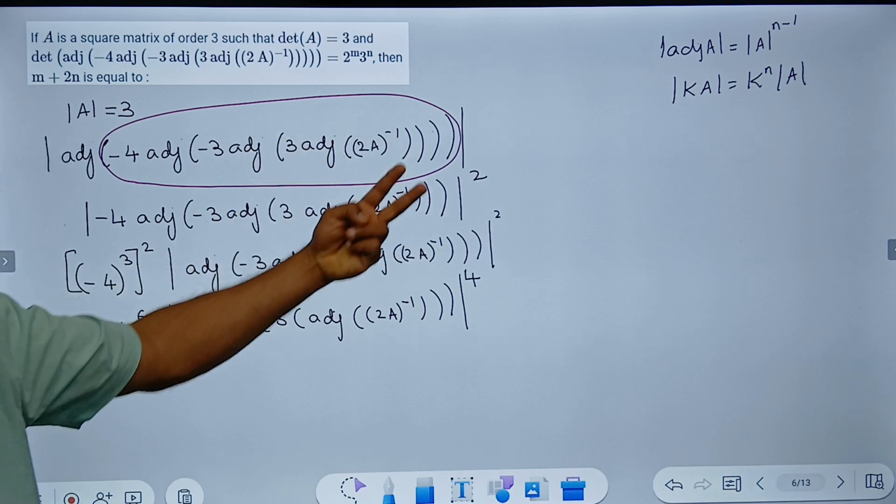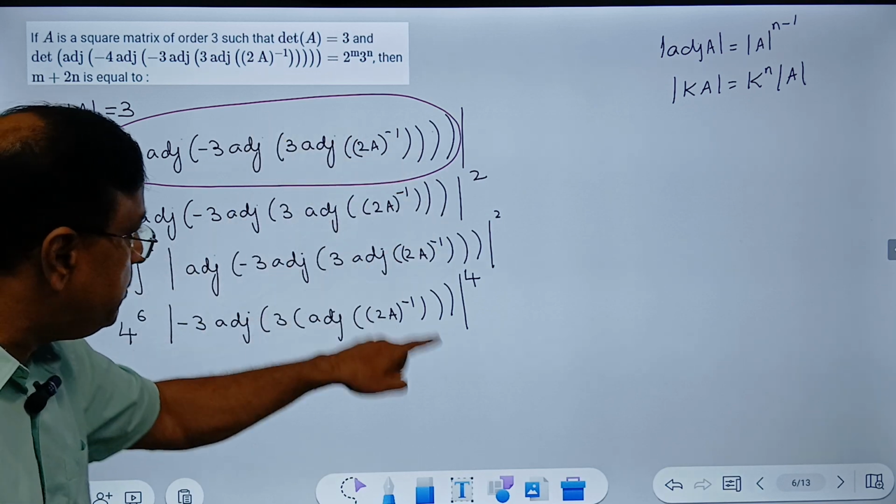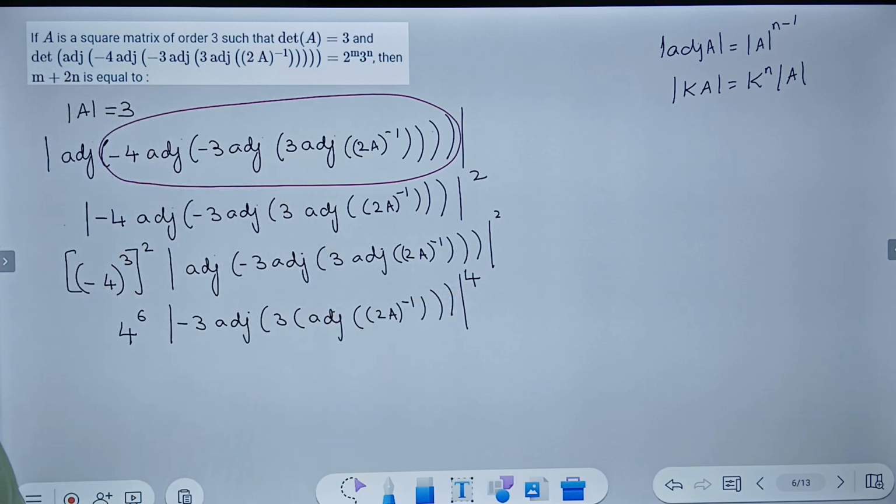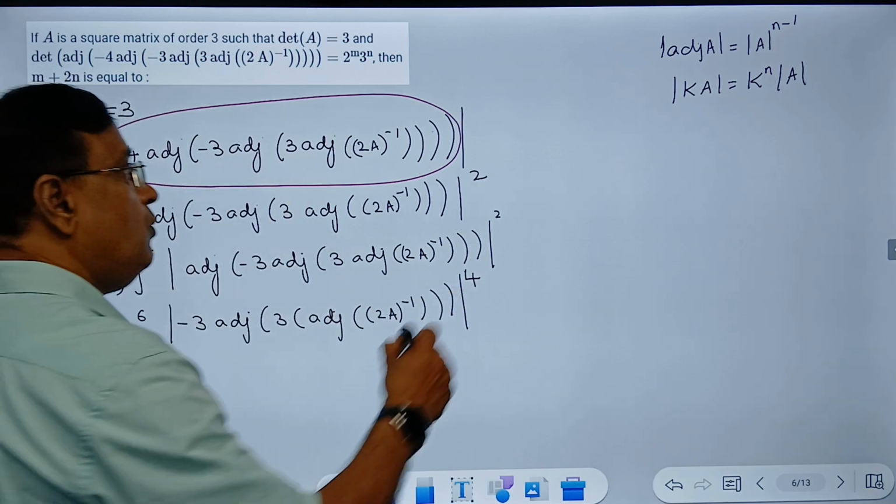N minus 1 is 2. So this will be determinant power 2. But already there is a square, so it becomes whole power 4. I hope that's clear. Once again, I go back to this property.